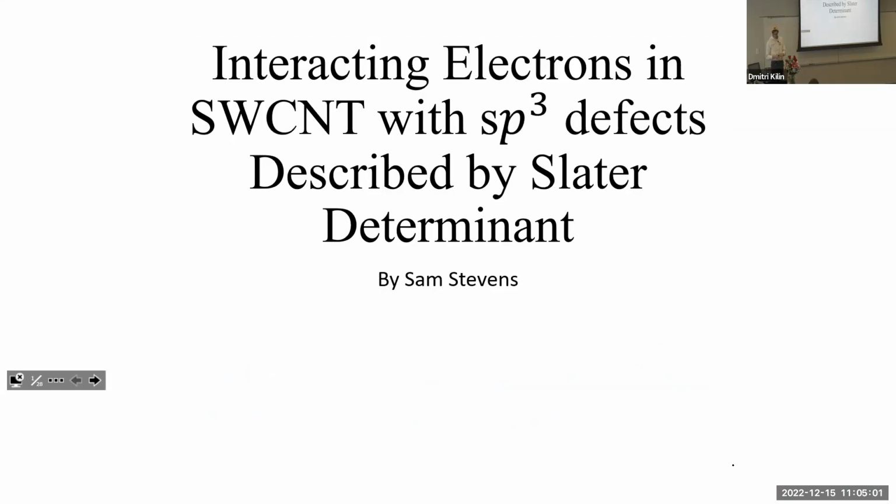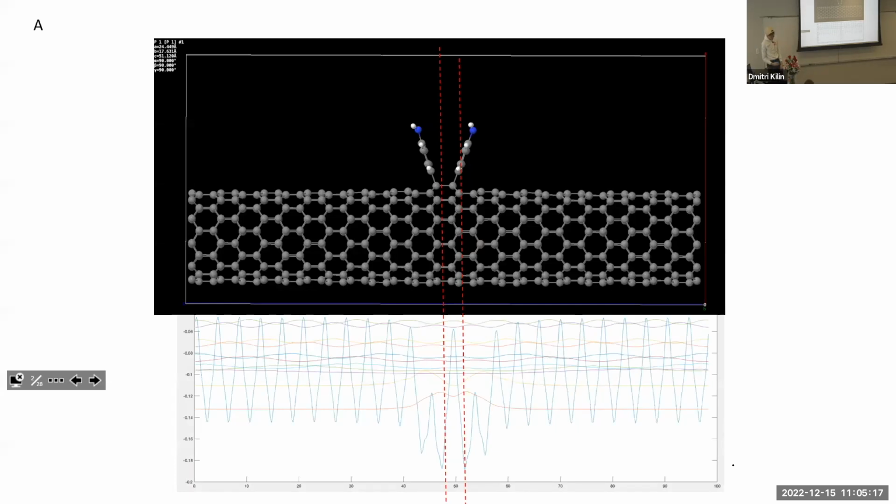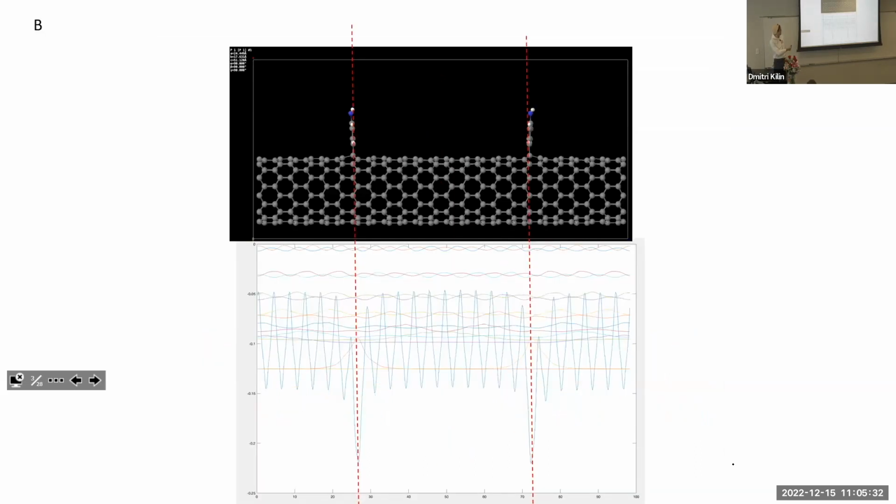Okay. All right. So my project was on the interaction of electrons in single-walled carbon nanotubes with sp3 defects described by the Slater determinant. I guess a little bit of background on what you'll be seeing, and I can show it in a photo, is the defect that was used was aniline at 5 different spaces. The 2 we're going to be looking at is a single bond length away, and then at 2.5 nanometers away.